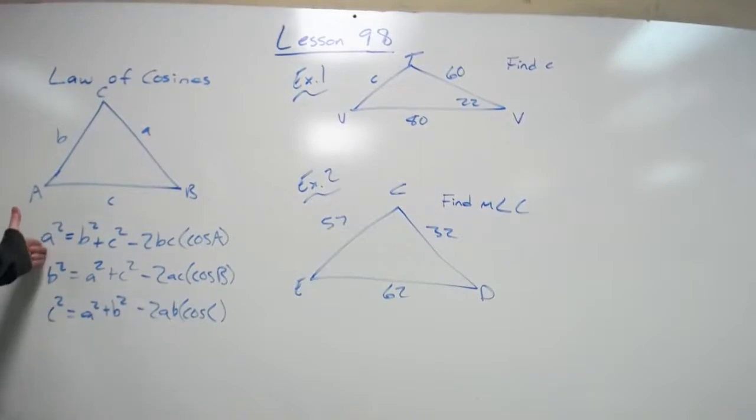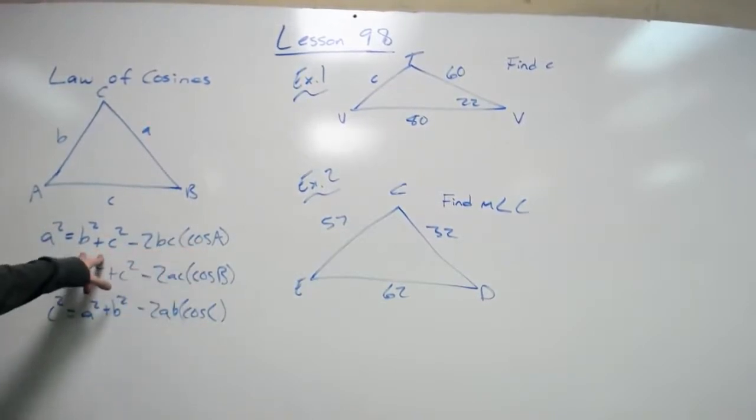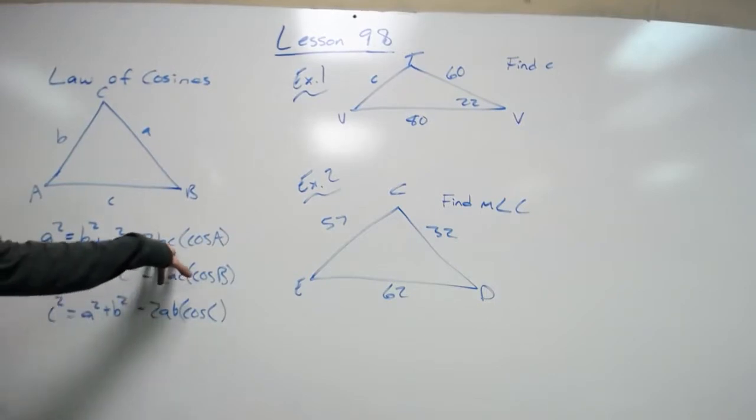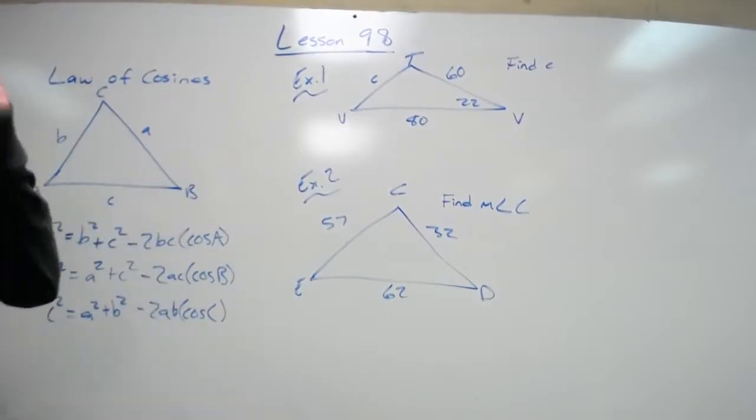If I'm finding a squared, I need the cosine of A, and I'm going to square the other two sides and multiply the other two sides by -2. And that's all you're doing. So now let's put it into practice in example 1.